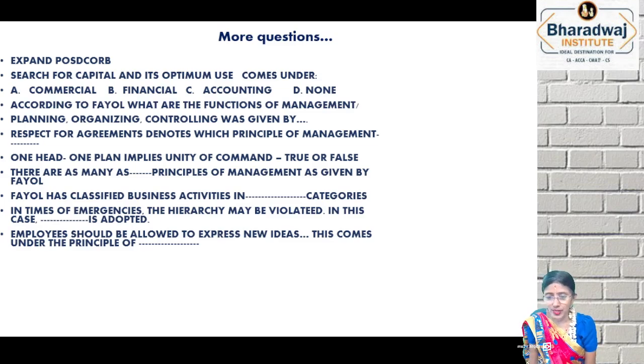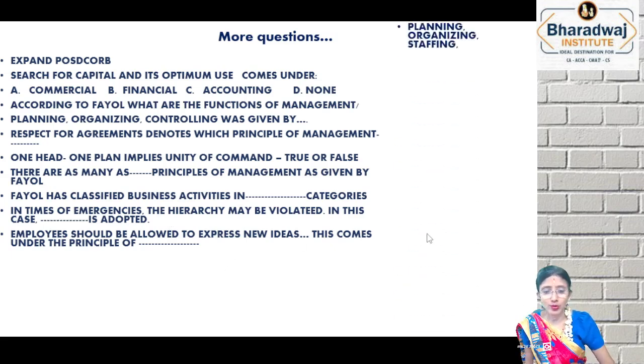In times of emergency, hierarchy may be violated. In this case, dash is adopted. Scalar chain cannot be adopted always. It is adopted always, but in emergency, we skip the scalar chain. Instead, you have something else. Gangplank. Yes. Employees should be allowed to express new ideas. This comes under the principle of dash. Initiative. See here, all answers are there for you.